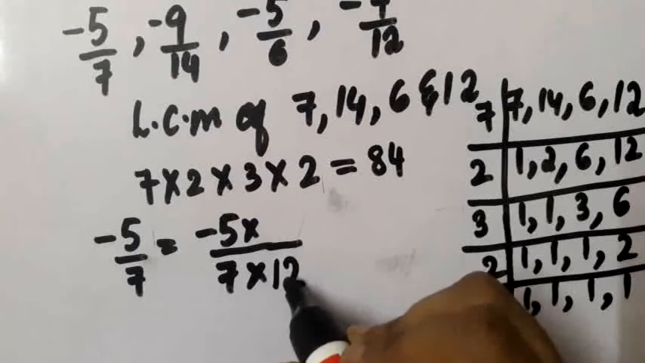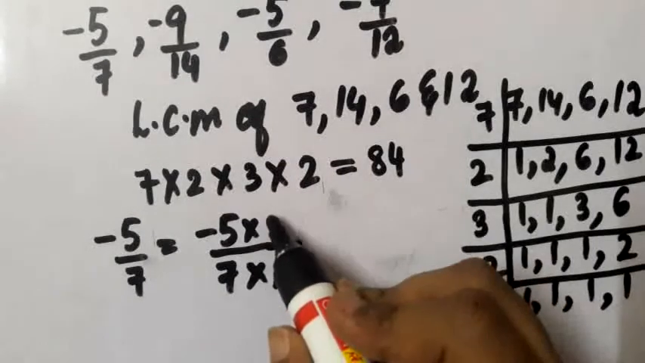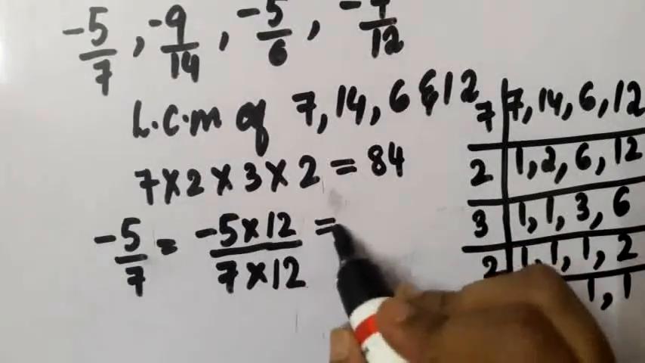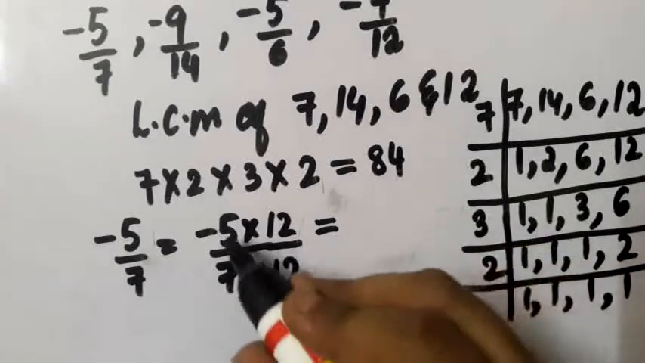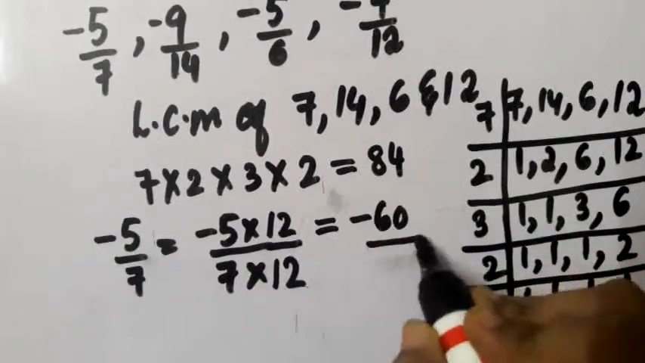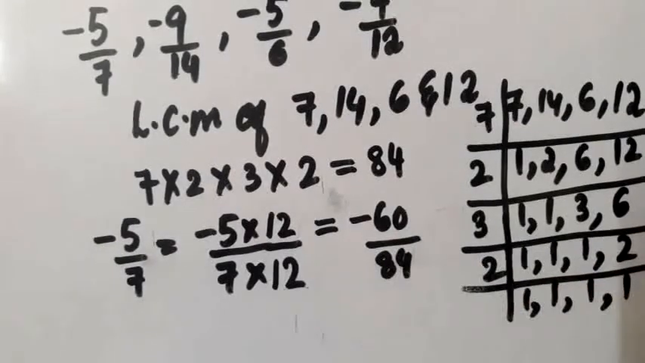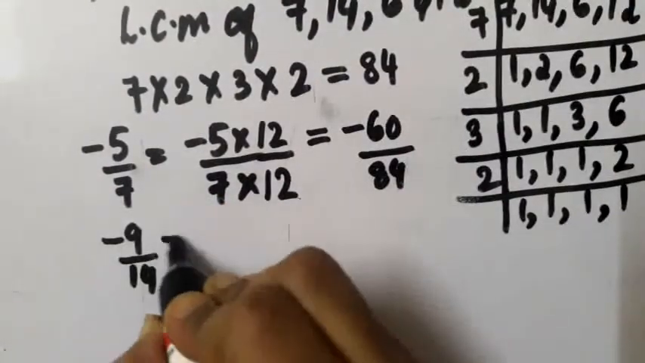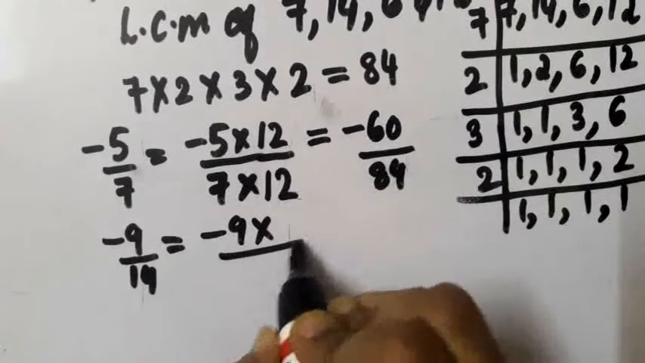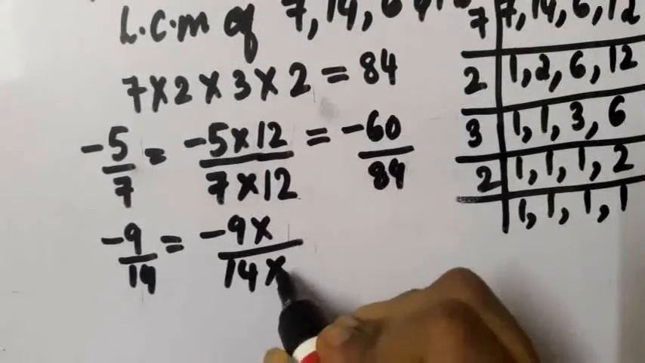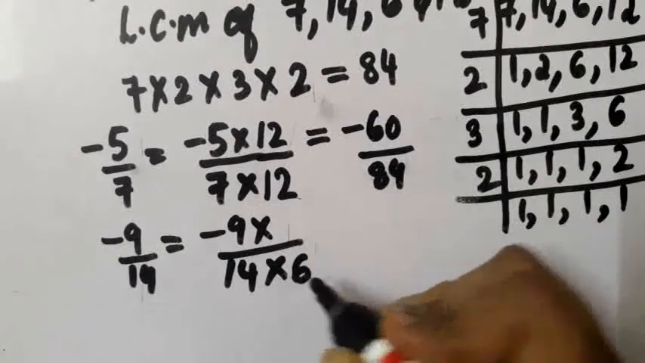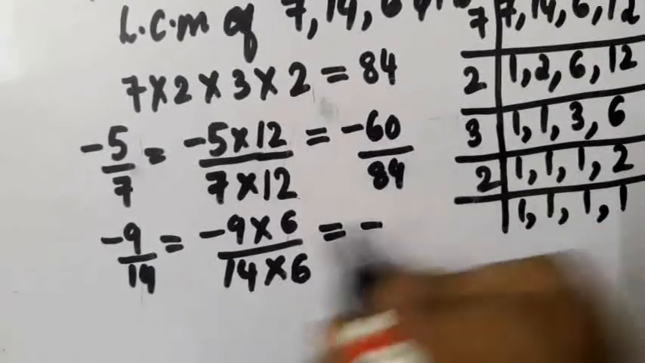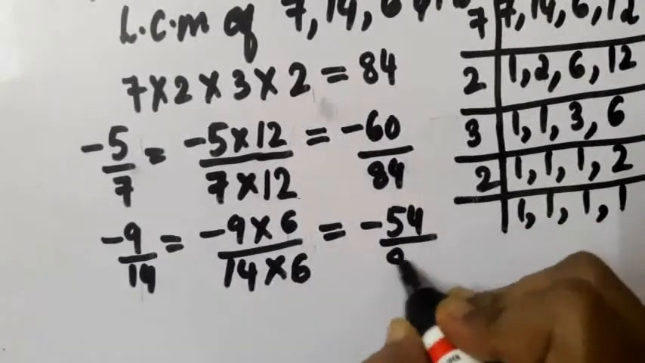When you do something to the denominator, the same you apply to the numerator also. So 5 into 12, 7 into 12. Minus 5 into 12 is 60, so minus 60 divided by 84, as 7 twelves are 84. Now the next rational number is minus 9 by 14. 14 into what will be 84? 14 into 6 is 84. So 9 into 6 is 54, so minus 54 divided by 84.